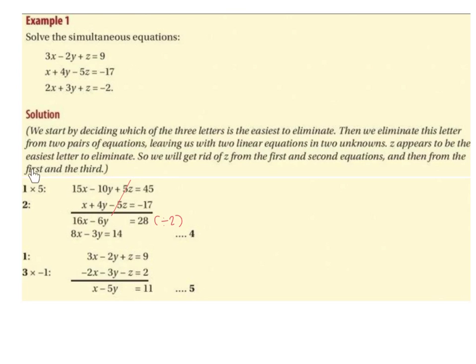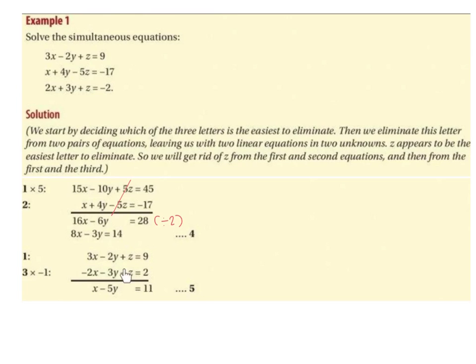So now we're going to take the first and the third equation. So the first equation is 3x minus 2y plus z is equal to 9. And then we're going to take the third equation and multiply it by minus 1. So the third equation is 2x plus 3y plus z is equal to minus 2. So 2x multiplied by minus 1 is minus 2x. 3y multiplied by minus 1 is minus 3y. Z multiplied by minus 1 is minus z. Minus 2 multiplied by minus 1 is 2.